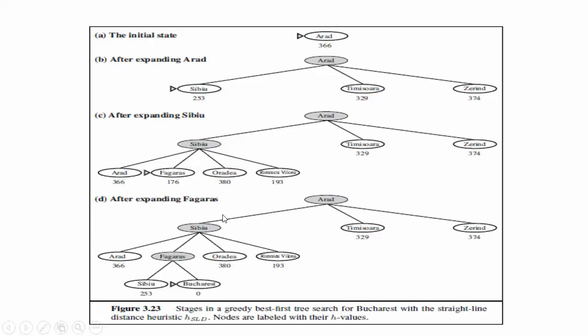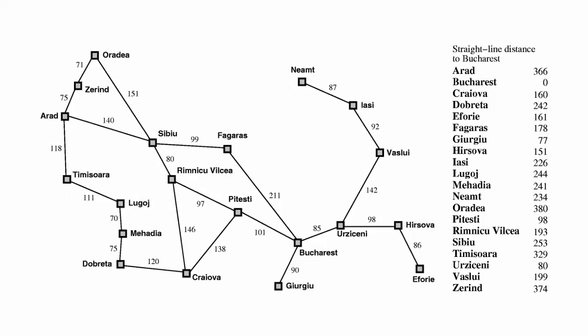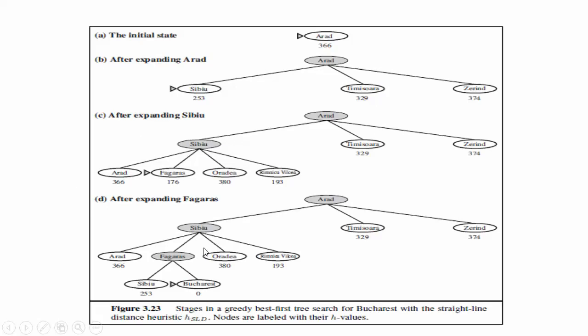After expanding Fagaras, the tree will be like this. From Fagaras, look at the graph again. We can extend it either to Bucharest or to Sibiu. What's our destination? Our destination is Bucharest. So we have to mention it like this: Sibiu and Bucharest.